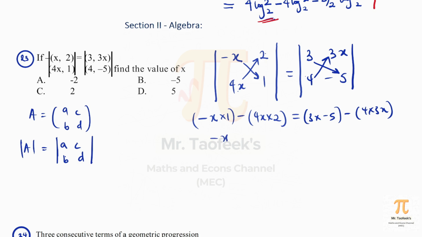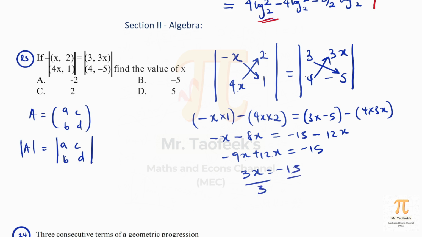So what are we going to have? Minus x times 1 is minus x, take away 4x times 2, that is 8x, equal to 3 times minus 5 is minus 15, and then take away 4 times 3, that is 12x. Minus x minus 8x, that will be minus 9x plus 12x, which is equal to minus 15. So minus 9x plus 12x, that's going to be 3x equals to minus 15. Divide both sides by 3, and then x is going to be minus 5, right? Because if you divide minus 15 by 3, you get minus 5. So yeah, that's the answer, and answer is option B. So that's determinant question very quickly.